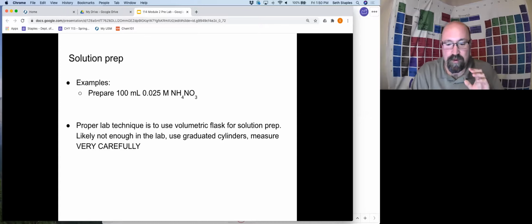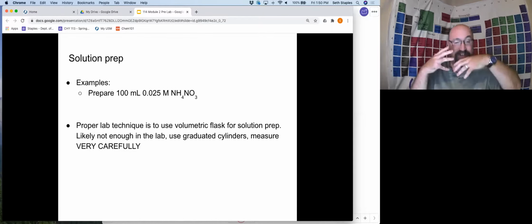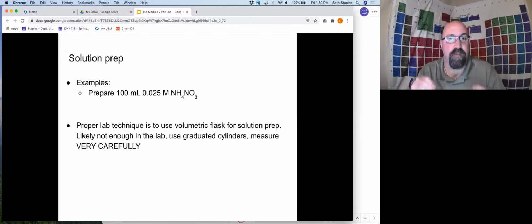If we think about what you need to actually physically do, you're going to make 100 milliliters of 0.025 molar ammonium nitrate, and that will be in its solid form at your station. The thing that you need to know in order to physically do this is what mass of ammonium nitrate you need in order to add it into your glassware and get your liquid level up to 100 milliliters. Physically, what mass of ammonium nitrate do I need to weigh out to add into my glassware?